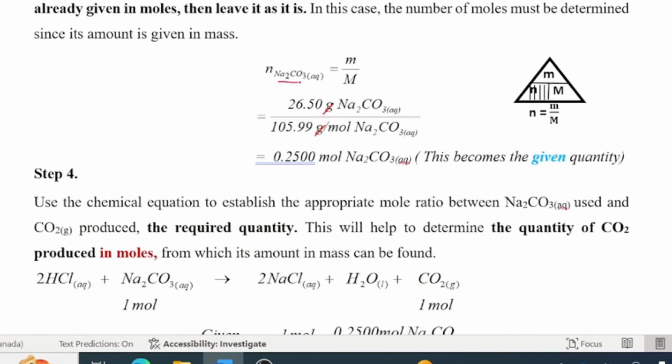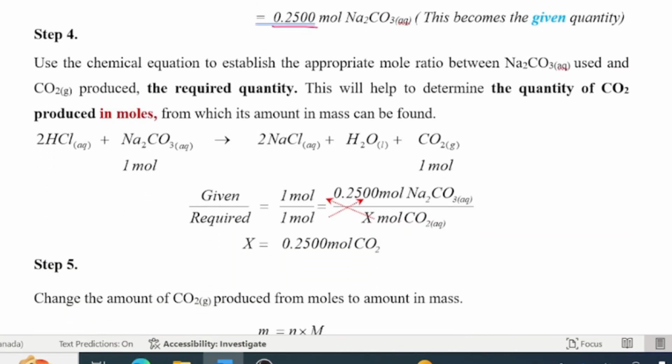And for number of moles, always when you want to indicate what you're finding, put this as a subscript there. And you use this formula here. Number of moles is equal to mass over molar mass. This is the mass, and this is the molar mass of sodium carbonate. So you end up having the number of moles of sodium carbonate, and that is given.